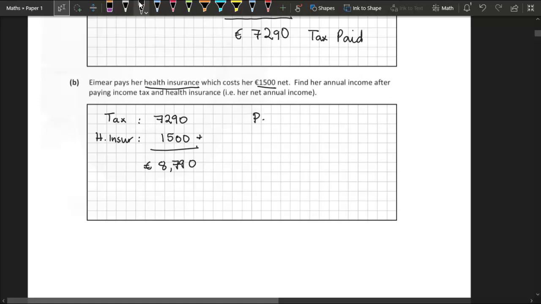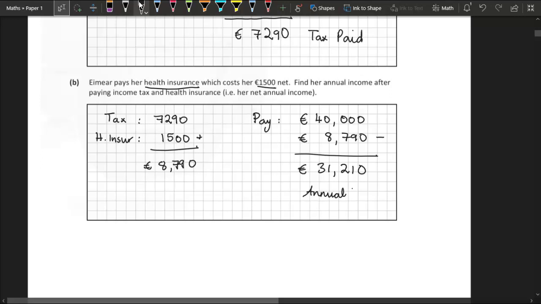So if her total pay back up at the top of the question was, I think it was 40,000, and her total outgoings, her tax and her health insurance, was 8,790, you're going to take them away. Figure out how much she's left with. That's going to give us a total of 31,210. So that gives us her annual income.